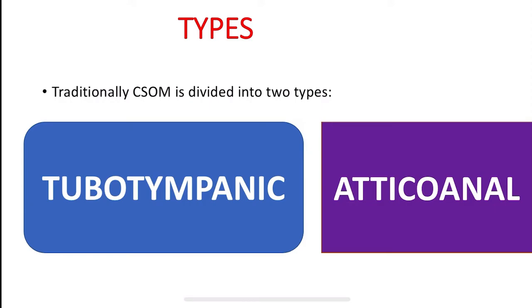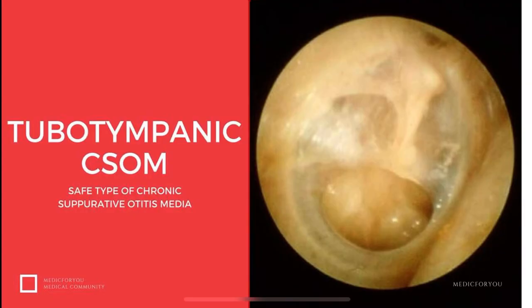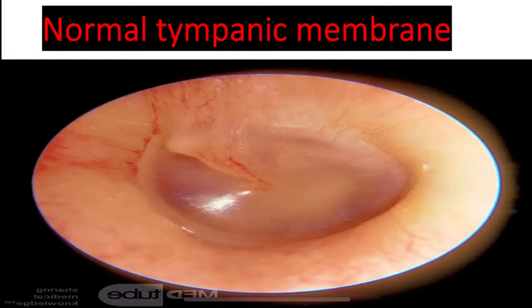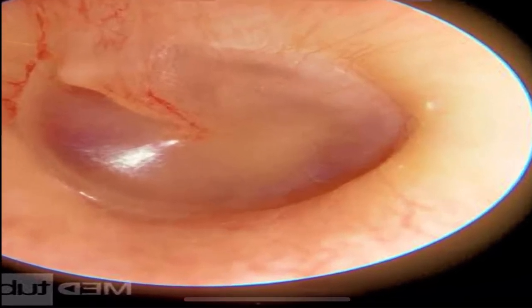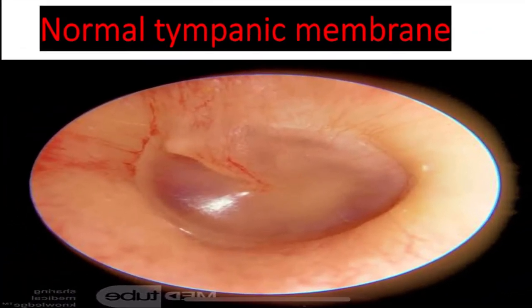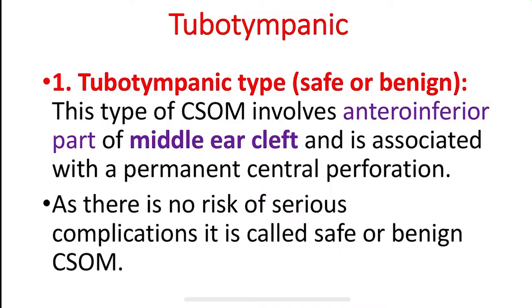We have to discuss the types now. There are two types of chronic suppurative otitis media: tubo-tympanic and attico-antral. Tubo-tympanic chronic suppurative otitis media. Now this is a normal tympanic membrane. What's happening in the tubo-tympanic type?